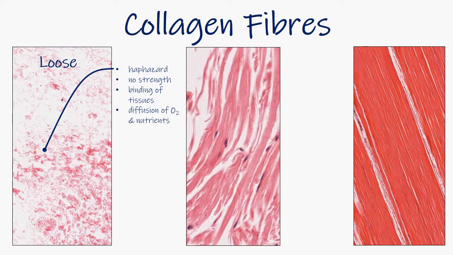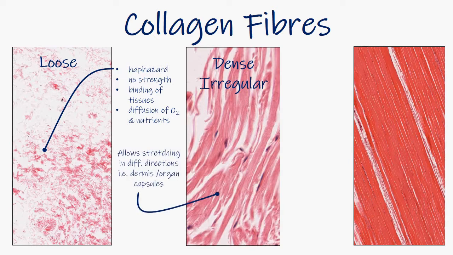In the middle is what is classified as a dense irregular connective tissue. The fibers are quite densely packed, but they are not arranged in a regular pattern, hence the name irregular. This type of connective tissue is functionally significant in locations where stretching or deformity of the tissues is desired.